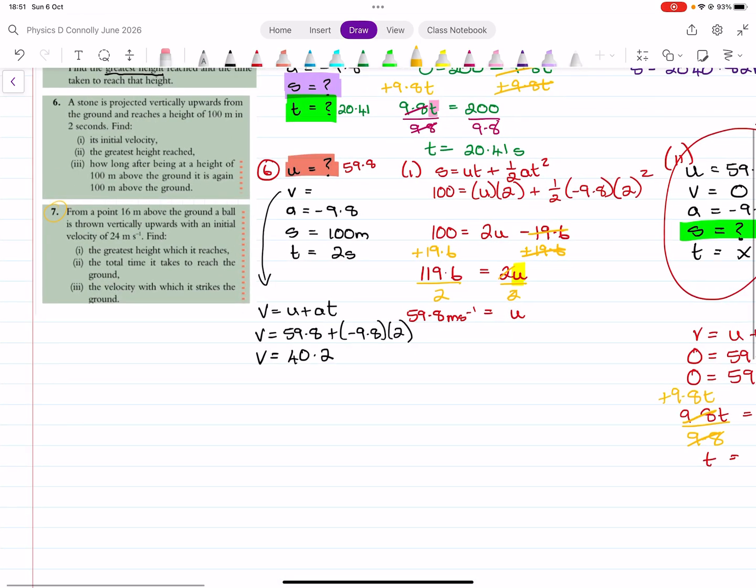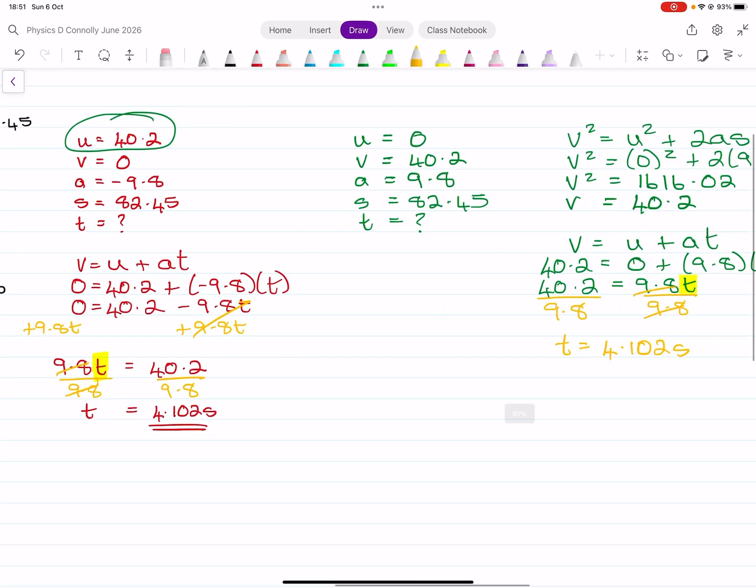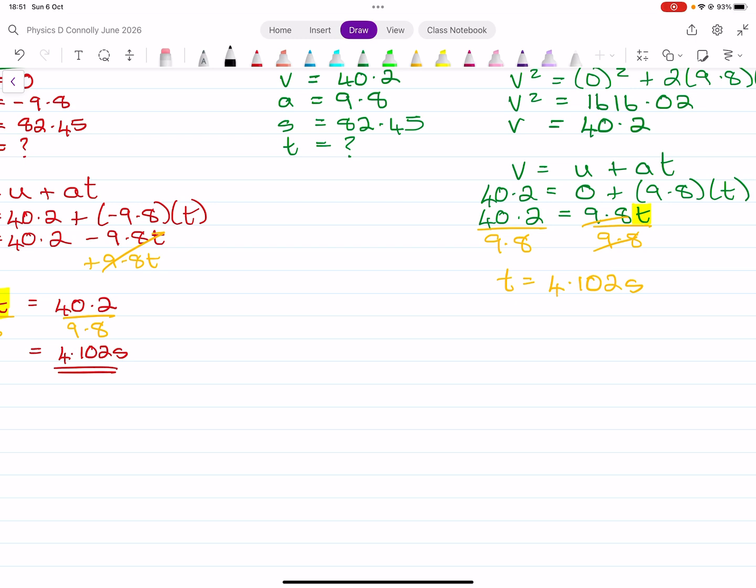So the question was, how long after being at a height of 100 meters above the ground is it again 100 meters above the ground? And what we have figured out is that the total time is 4.102 twice. So it's 8.204 seconds.